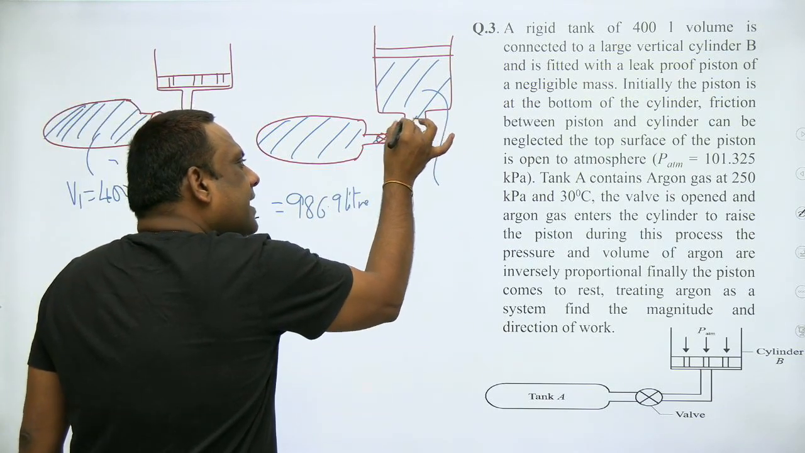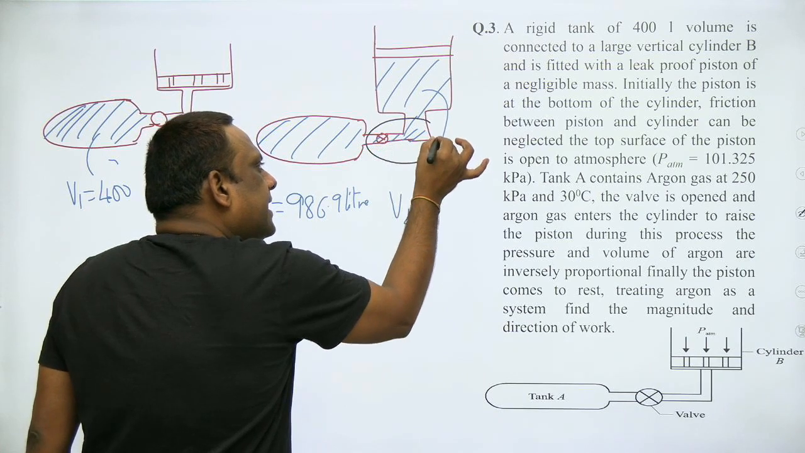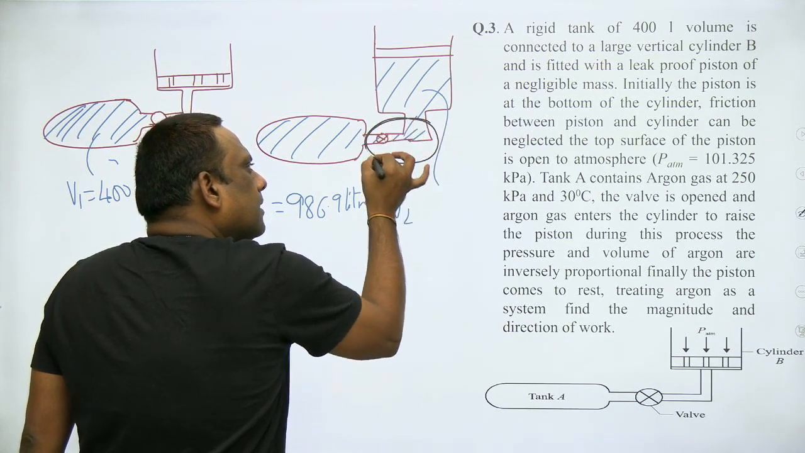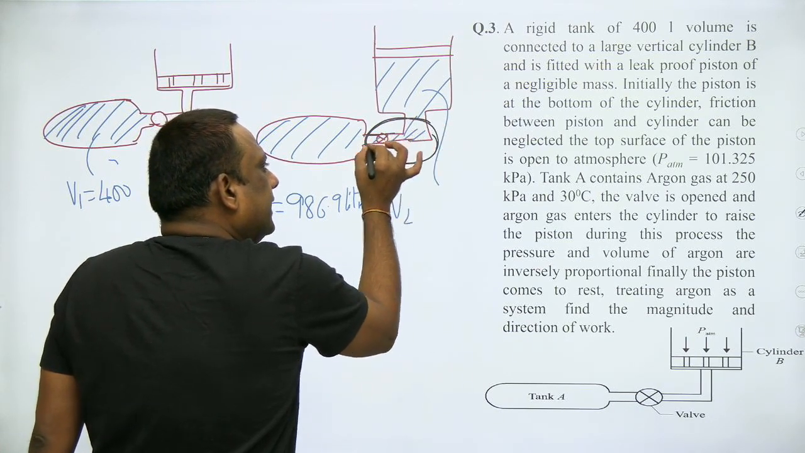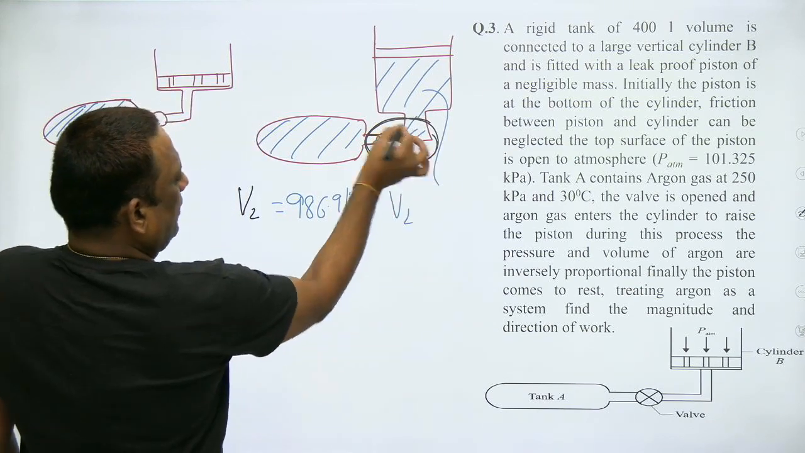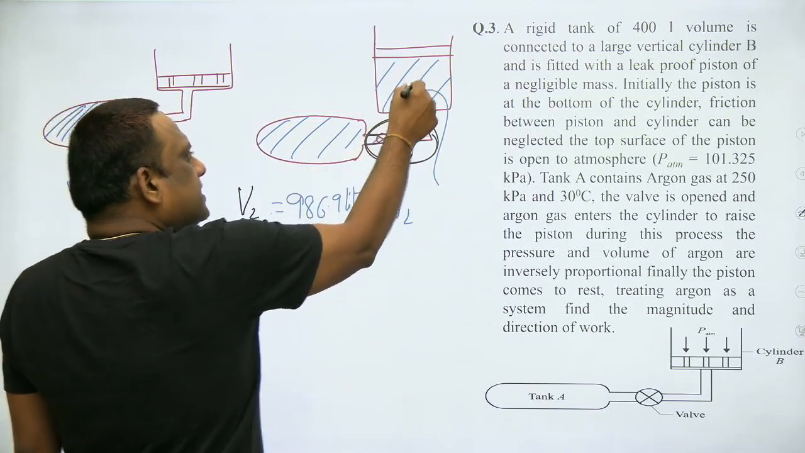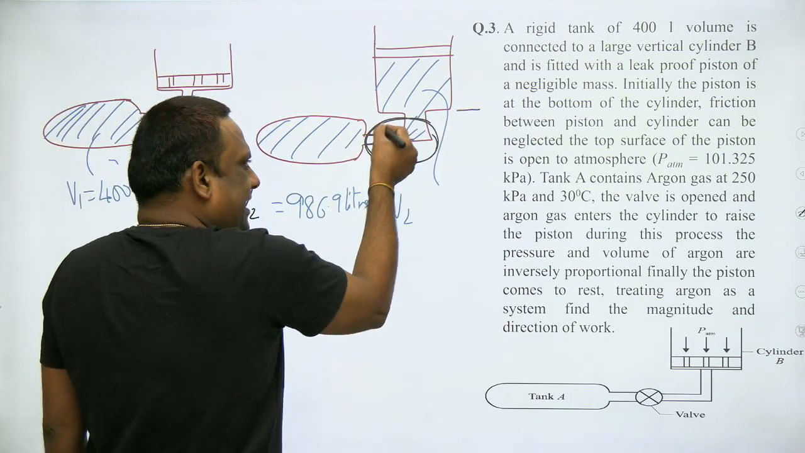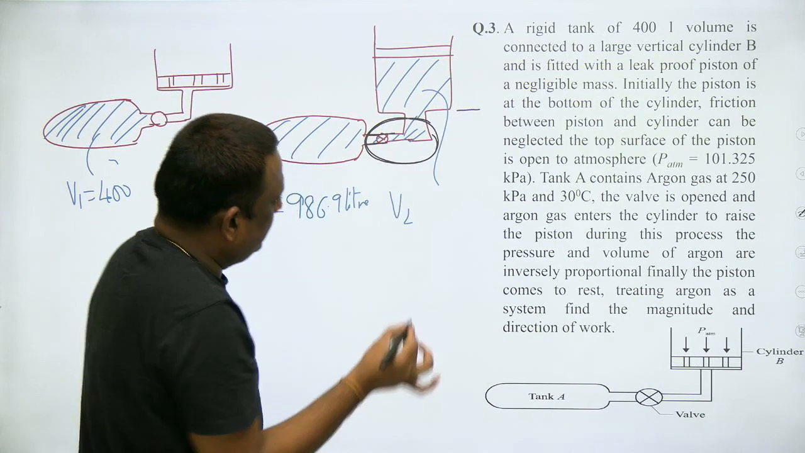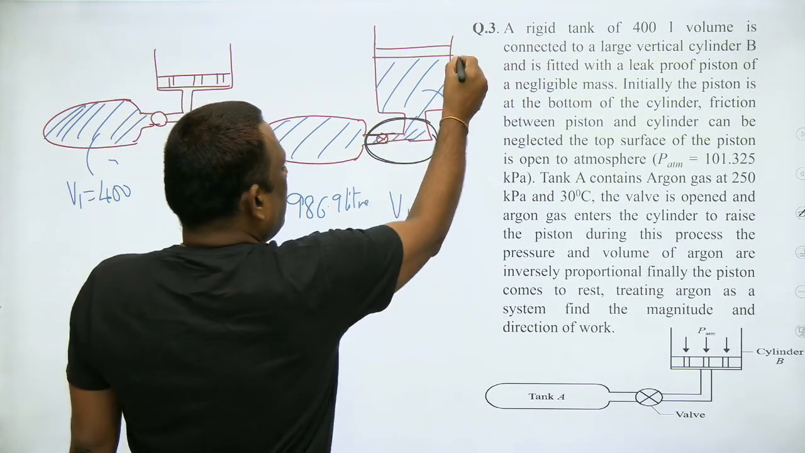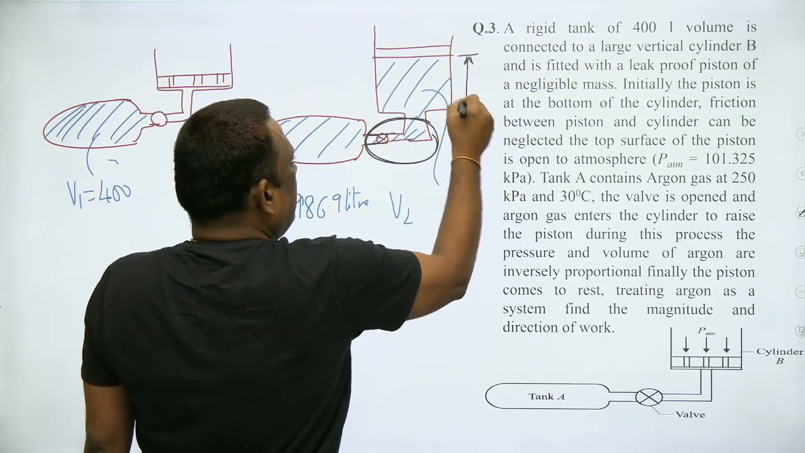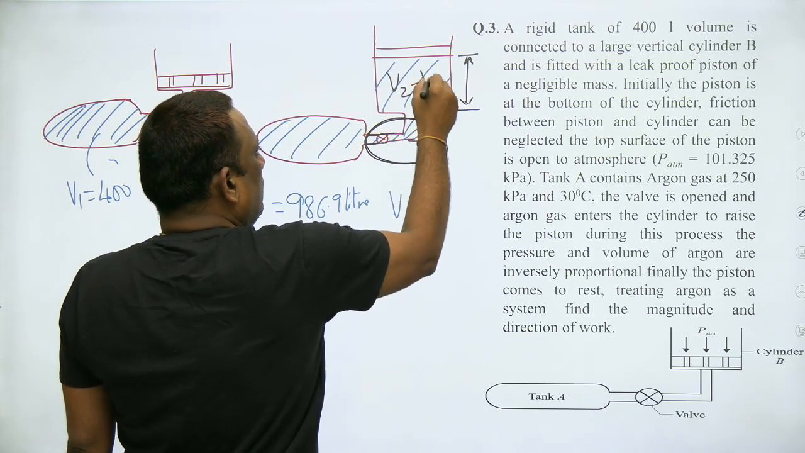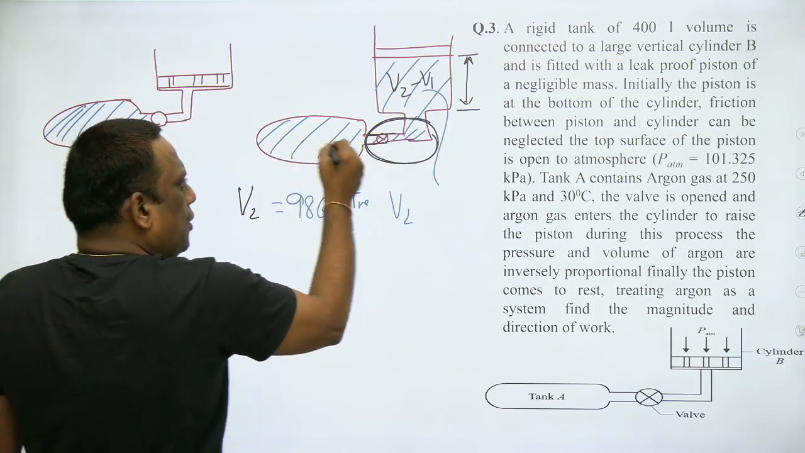You can neglect the gas contained in this pipeline and here, very small. So this is the final volume, and this is the initial volume. And this volume, if you neglect this volume, because I have no information with respect to this, and very small also. And this volume will be nothing but V2 minus V1, because this complete volume is V2.